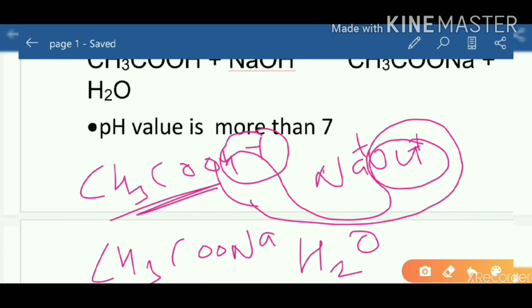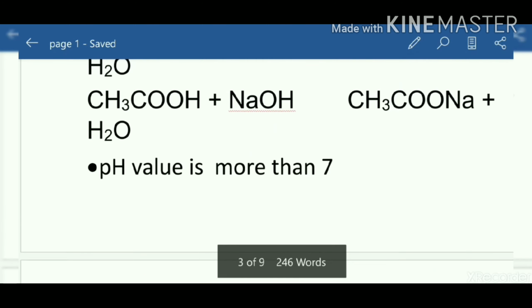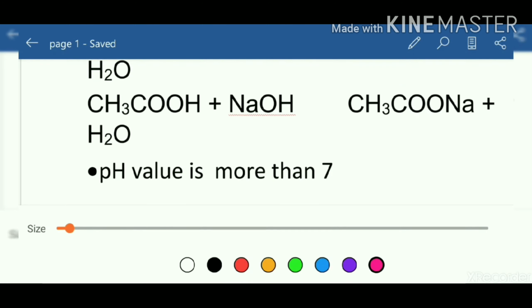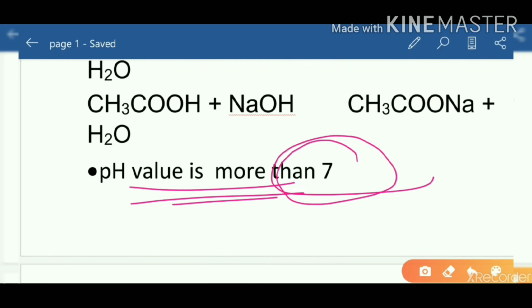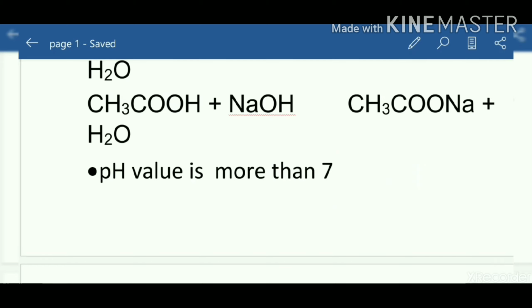The important thing is the pH. The pH of basic salt is more than 7. As we know that bases have the pH value more than 7, from 7 to 14. So the basic salt has the pH value more than 7.